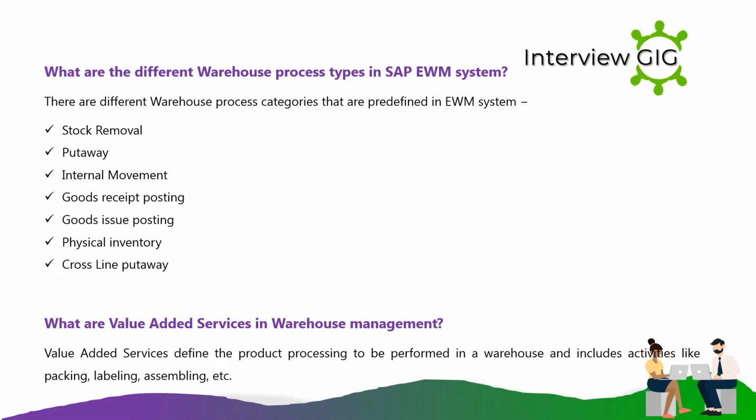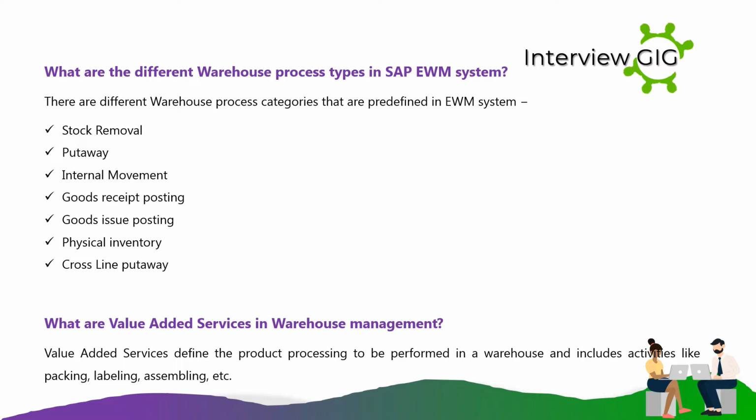What are the different warehouse process types in the SAP EWM system? There are different warehouse process categories that are predefined in the EWM system: stock removal, put away, internal movement, goods receipt posting, goods issue posting, physical inventory, cross-line put away.